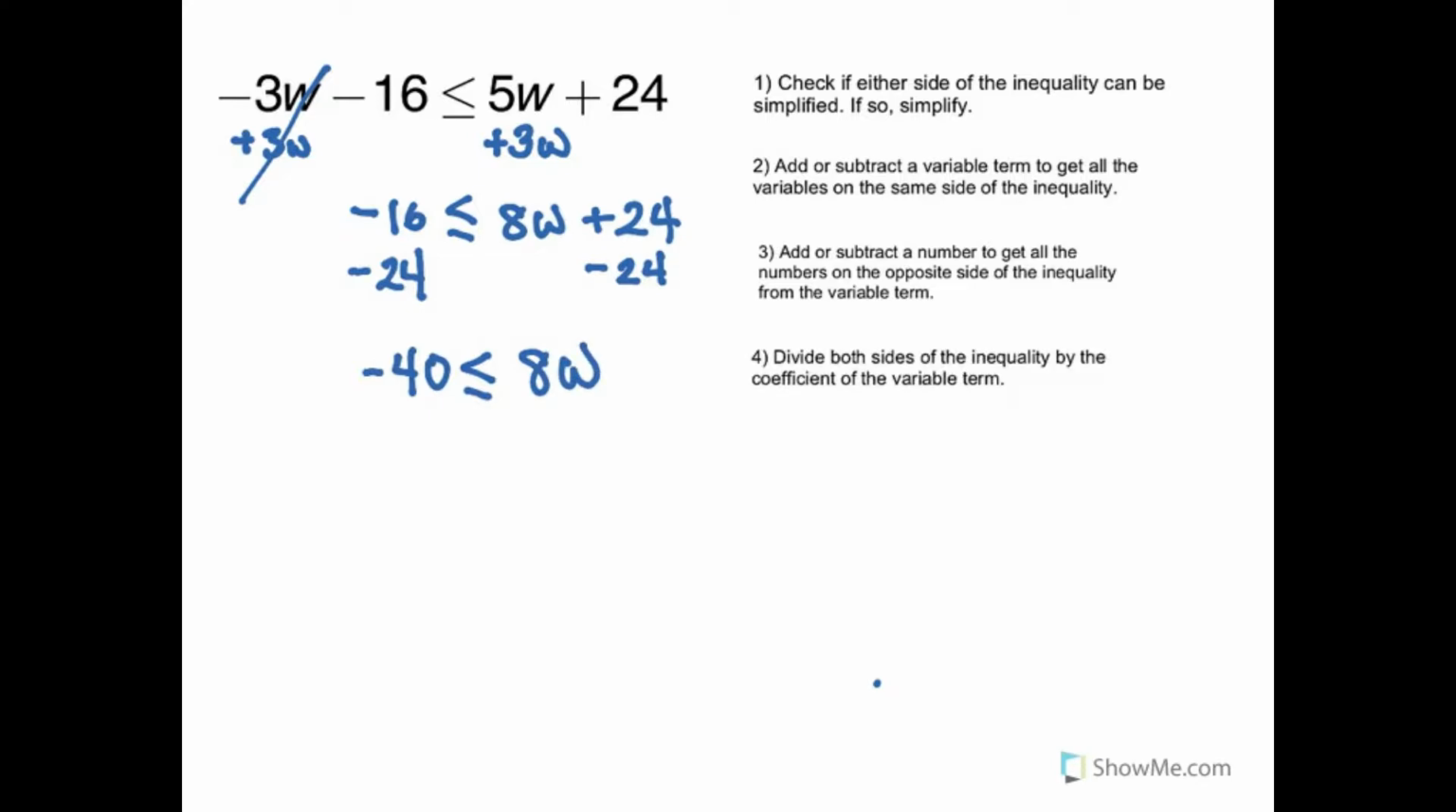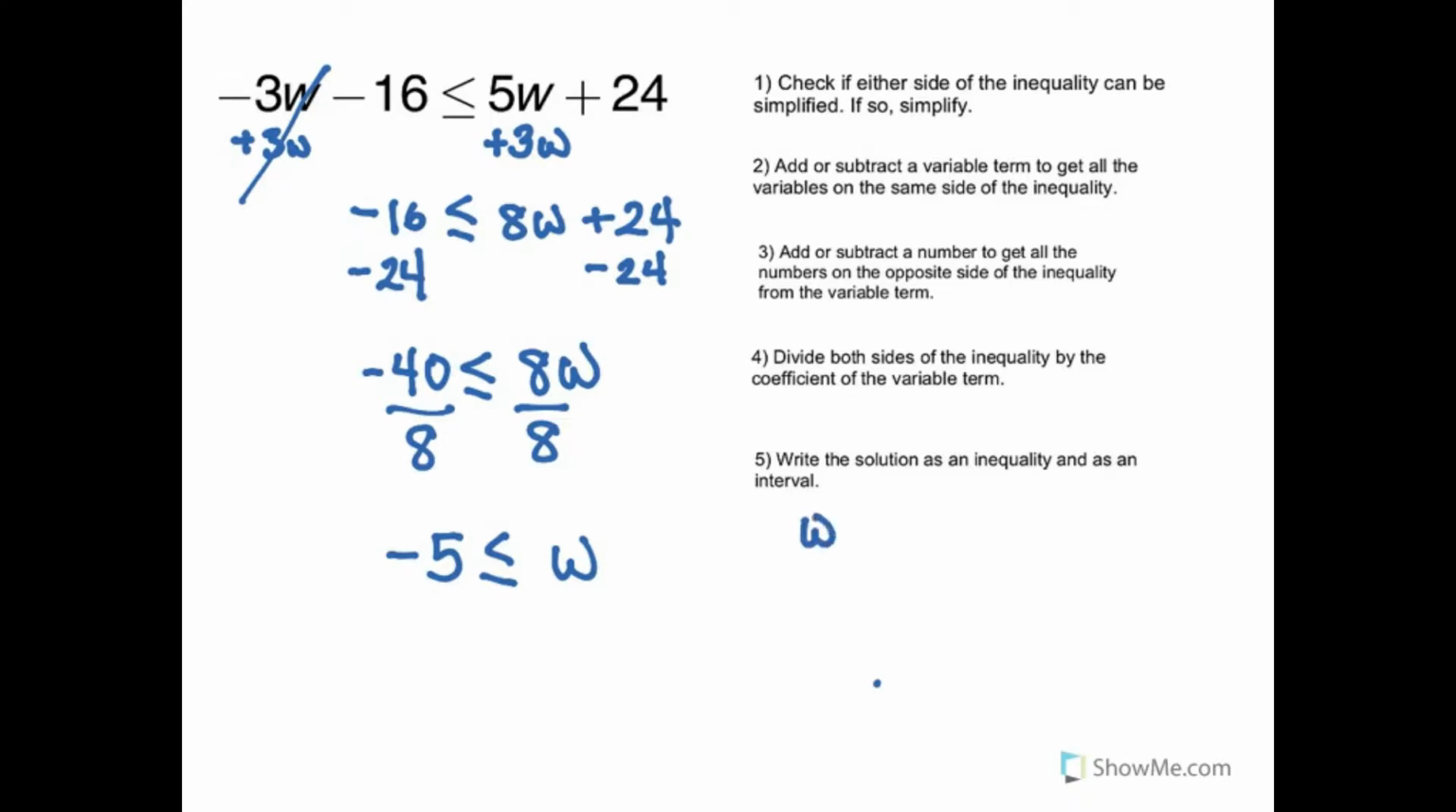Now to solve, all we need to do is divide both sides by 8. I divide by 8 and I get negative 5 is less than or equal to w. Since I divided by a positive number, I do not have to flip the inequality. Well, finally, I'd like to write the solution so that the variable comes first. So I'm going to change the sides of w and negative 5, but keep the pointy end towards the negative 5, because negative 5 less than w is the same as w greater than negative 5.